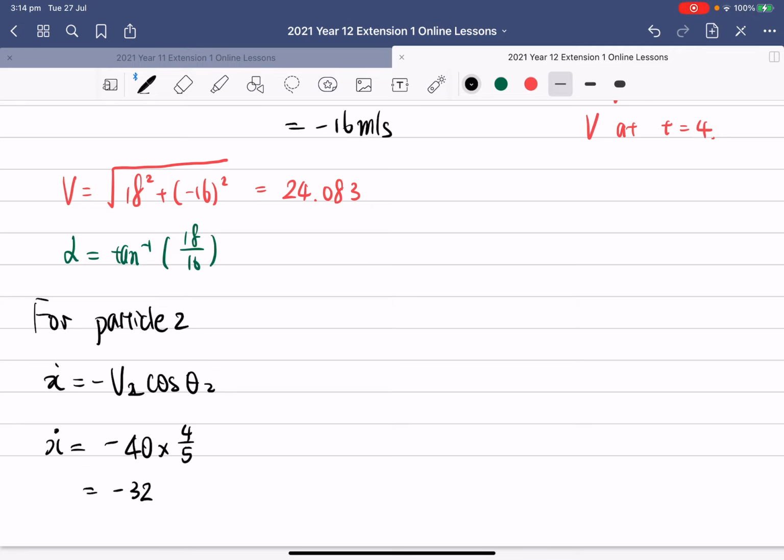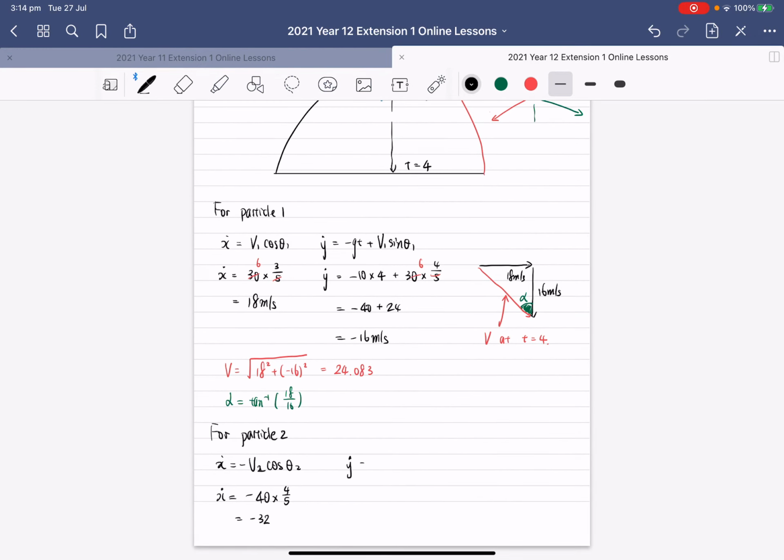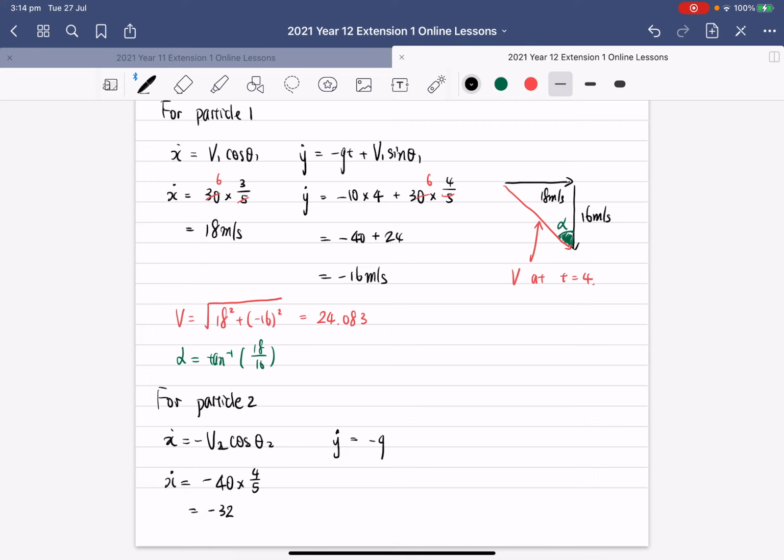So that becomes negative 32. Okay. We can do the same thing for y dot. For y dot, there is no positive or negative change in direction for the y. The reason for that is this is still going up, it's still increasing. So if it's still going up, it's still considered to be positive. That's negative 10 times 4 plus V2, which is 40. Sine theta 2 is 3 over 5. So that becomes negative 40 plus 24, negative 16. All right. Okay, so that means it's just the same thing.